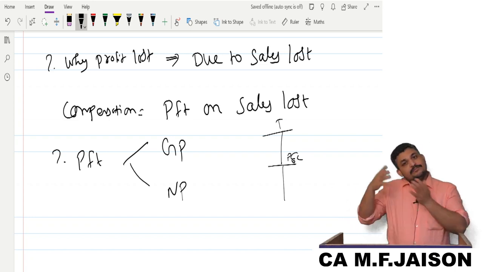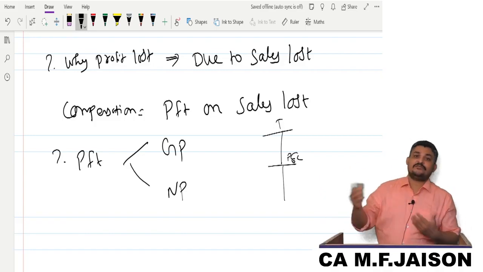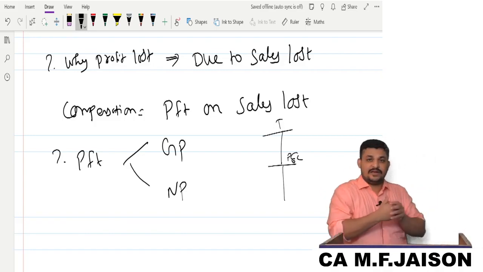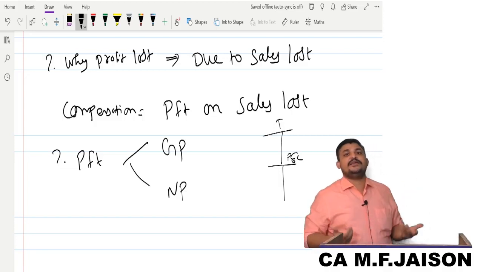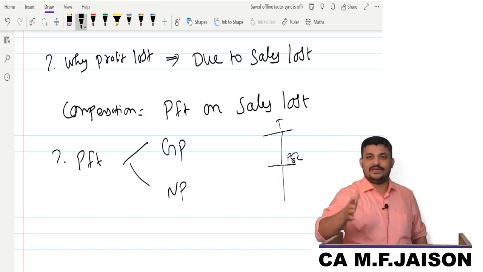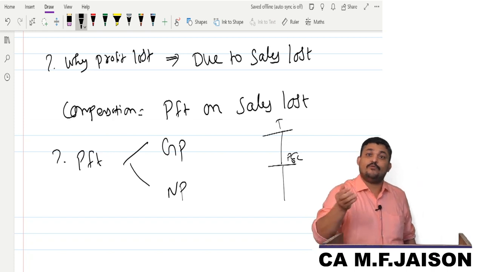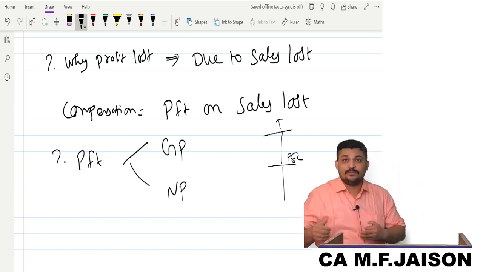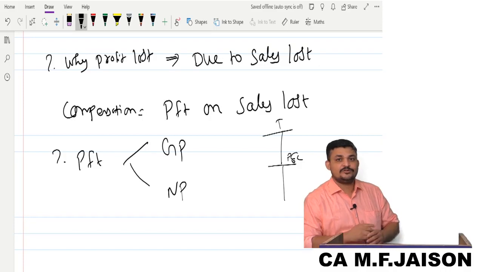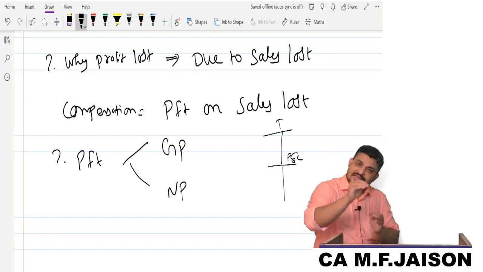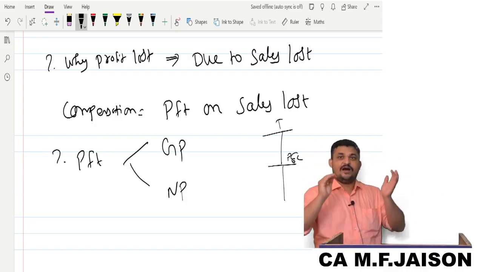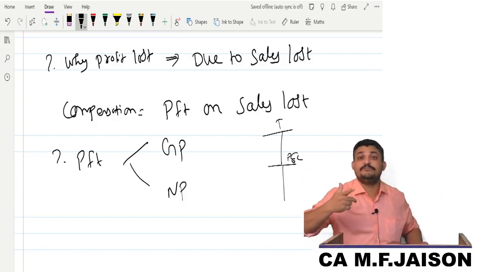So a simple additional question is, what does a businessman earn? Because of the fire he lost it, and thereby he expects it to be compensated by the insurance company. It's simple common sense. What does he take home? GP or NP? Some students tell both, sir. How come both? NP is only a part of GP. So either you say GP, which is a higher figure, or NP, which is a lower figure. Is it GP or NP?